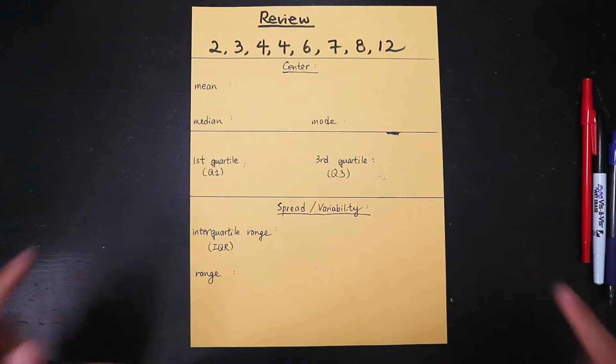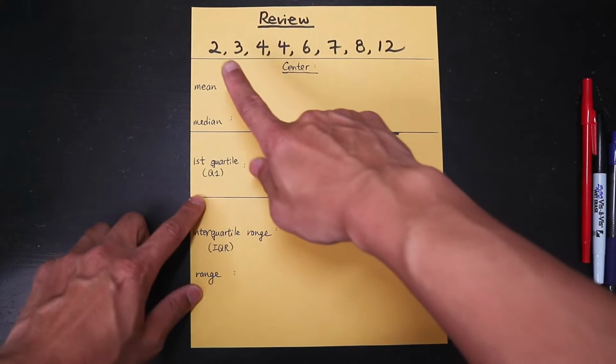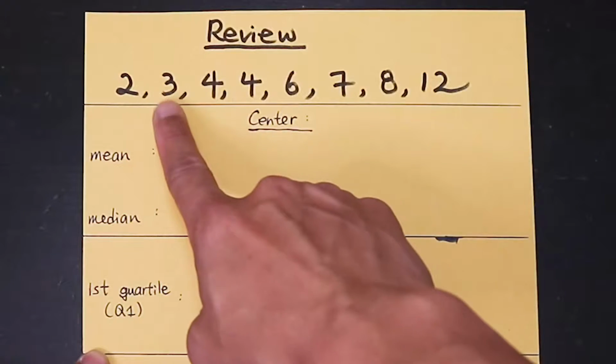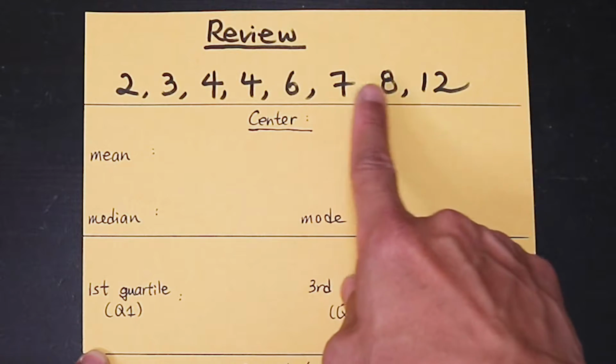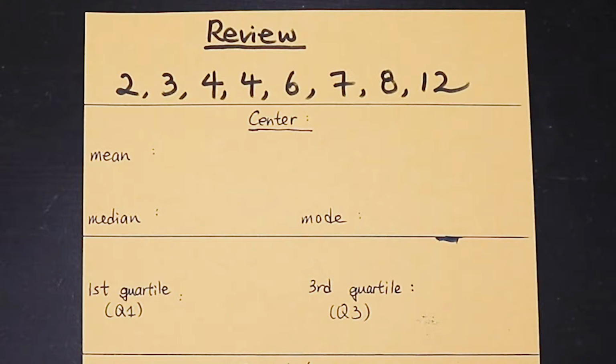So here we have a set of numbers. They are listed from least to greatest: 2, 3, 4, 4, 6, 7, 8, 12. In the past, you probably have learned how to find the mean, median, and mode. Those are the three types of centers in a data set. Well, let's talk about how you find a mean.